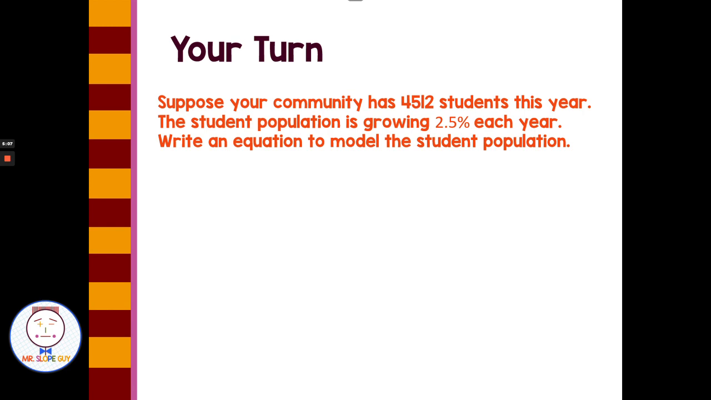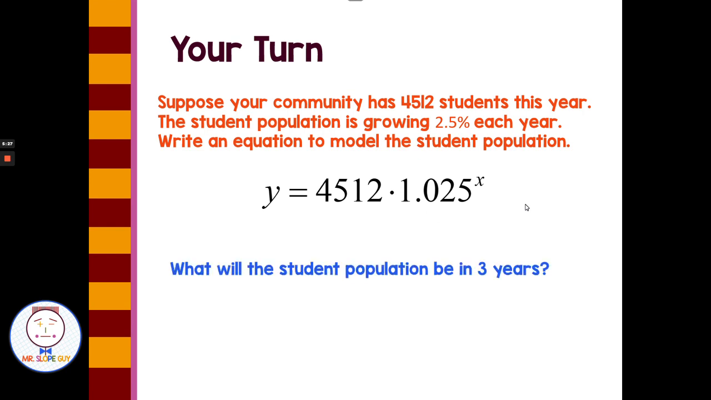All right, welcome back. So using our y equals a times b to the x, we have 4,512 as our beginning number. Our growth rate of 2.5%, we're going to use 1.025, and then x would be our number of years. So now take the formula that you made and find the student population in 3 years.